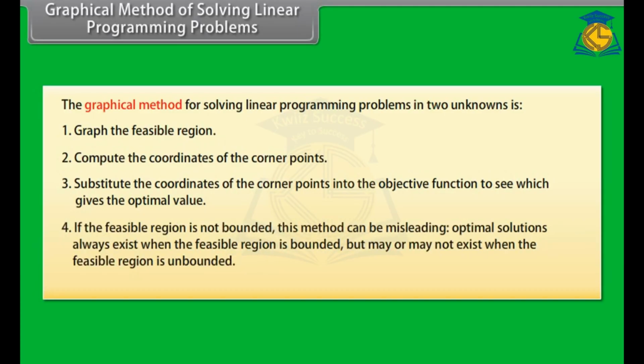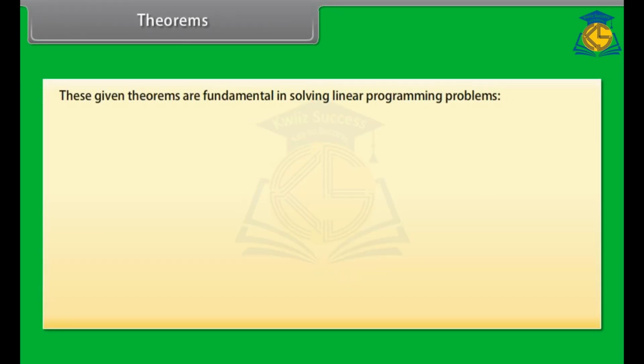4. If the feasible region is not bounded, this method can be misleading. Optimal solutions always exist when the feasible region is bounded, but may or may not exist when the feasible region is unbounded. Theorems. These given theorems are fundamental in solving linear programming problems.